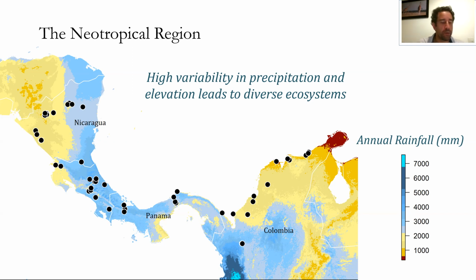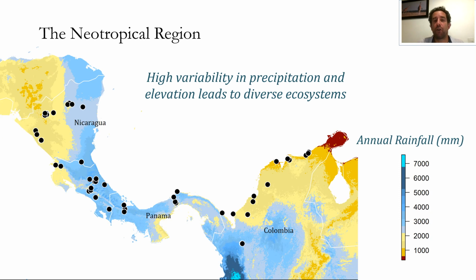So with that little introduction aside, I want to begin just by talking about the neotropical region. So the neotropical region is perhaps far more diverse than we often perceive it to be in terms of the ecosystems present. And this diversity of land cover types and habitats is driven by extreme variability in precipitation and also in elevation. So in this map of annual rainfall across our main study region, you can see here, we have areas varying from what would be described as desertic with extremely low rainfall to some of the wettest places on Earth and everything in between.